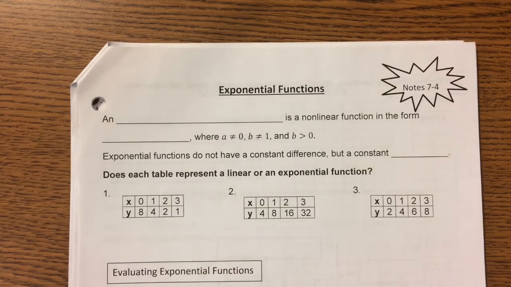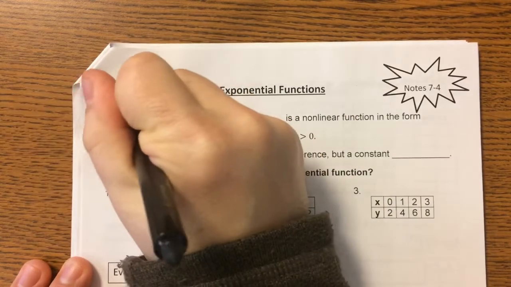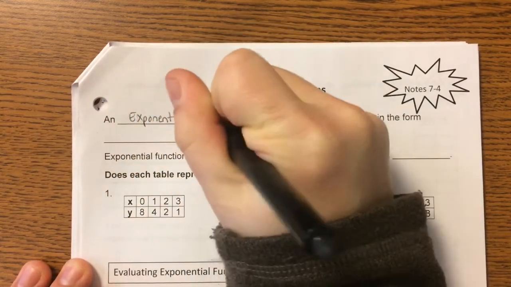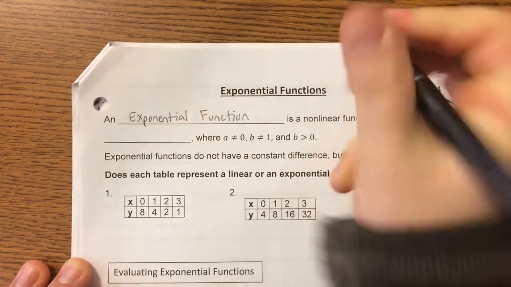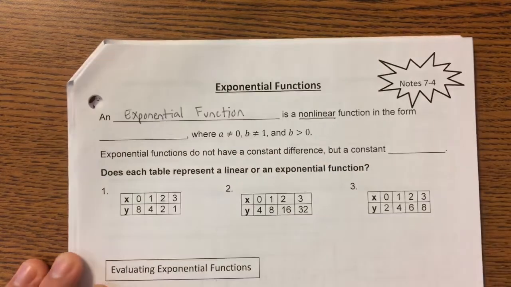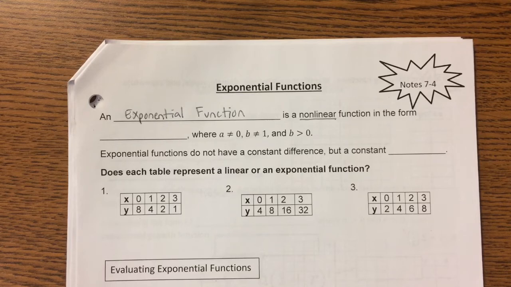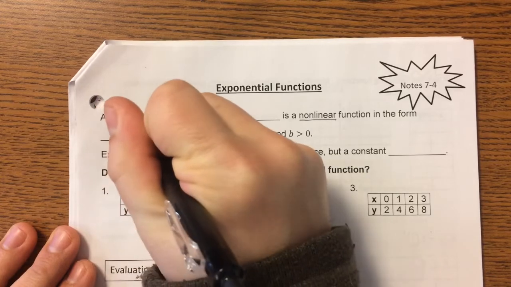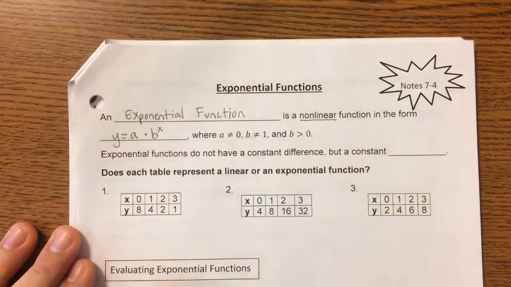An exponential function is a nonlinear function. Nonlinear, what I mean by that is that when you graph it, it's not a line. In other words, you do not have a constant rate of change. And this function is going to be in this form: y equals a times b to the power of x.